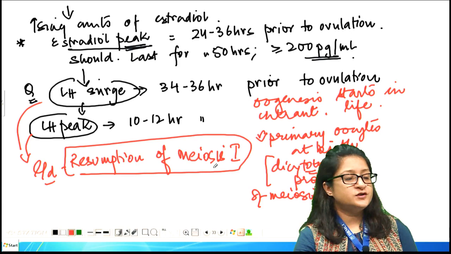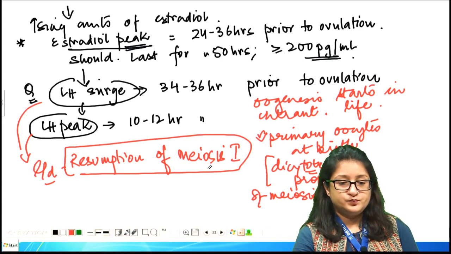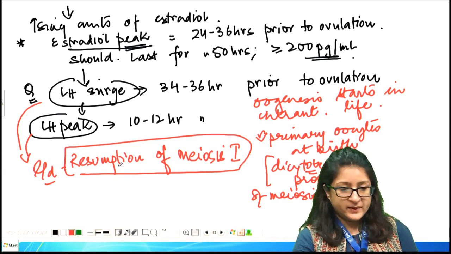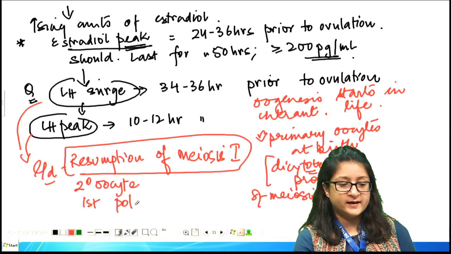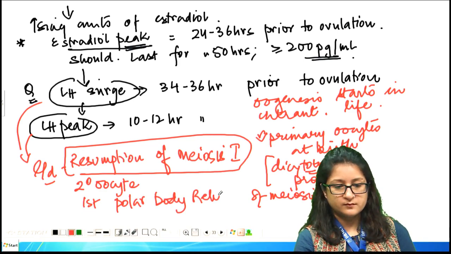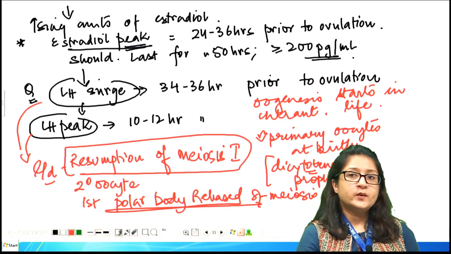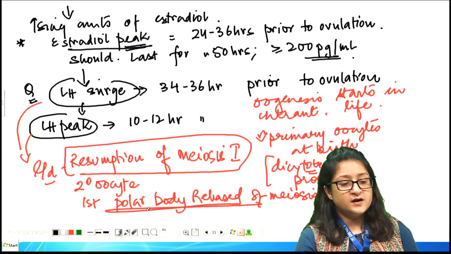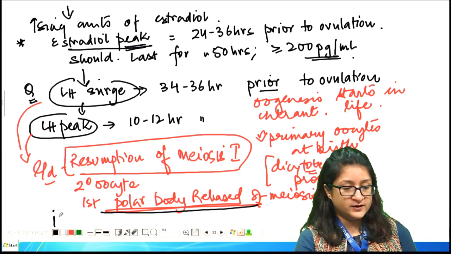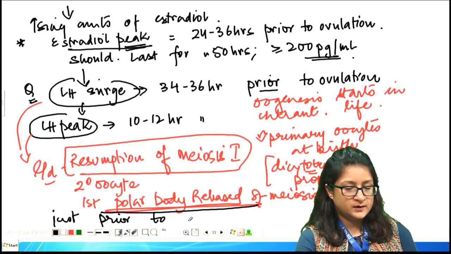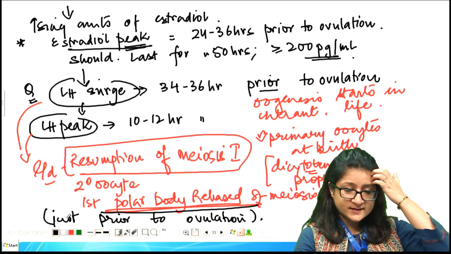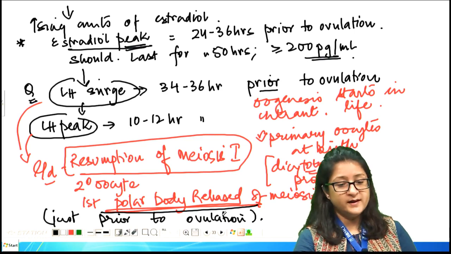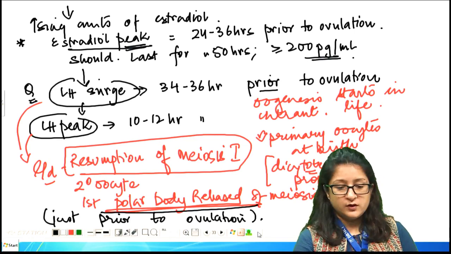Now, the resumption of meiosis 1 happens just prior to ovulation, because of the LH surge. With the resumption of meiosis 1, the secondary oocyte is formed, and the first polar body is released. So if they ask you when the first polar body is released, it is released just prior to ovulation. All these events happen just prior to ovulation.